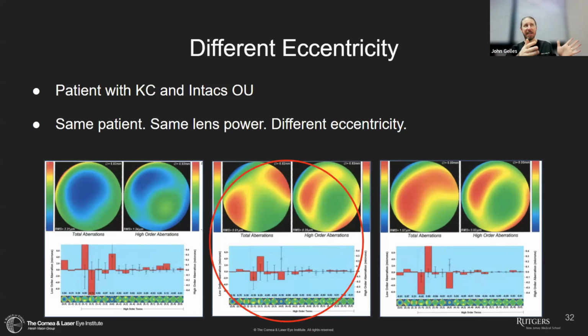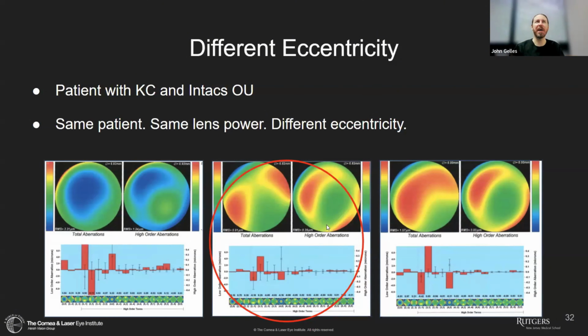This is the same patient with the same lens shape, with the same lens power. The only thing that we did was change the eccentricity. So this is the low eccentricity, the mid eccentricity, and the high eccentricity. And you can see how we can flip the aberrations around, right? Our vertical coma flips direction from the low to the high, but you can see our mid kind of gave us the best overall aspect, but none of this is customizable.